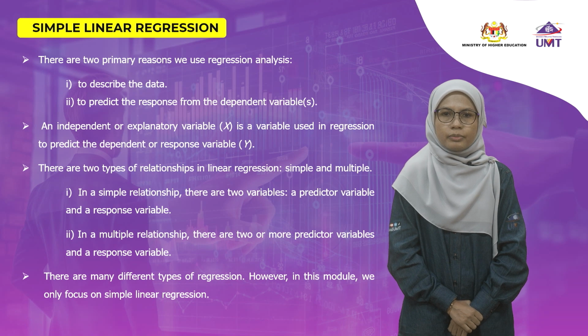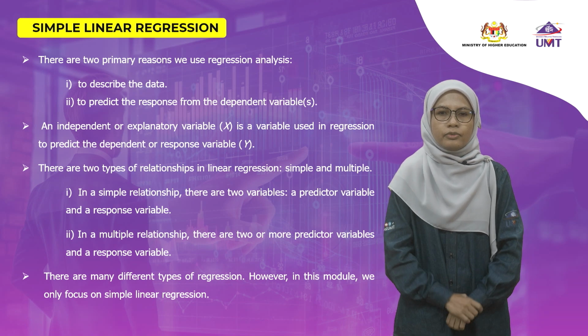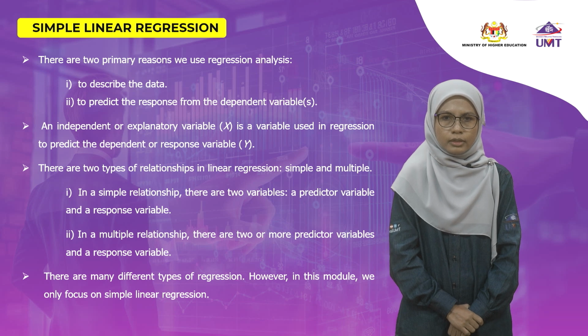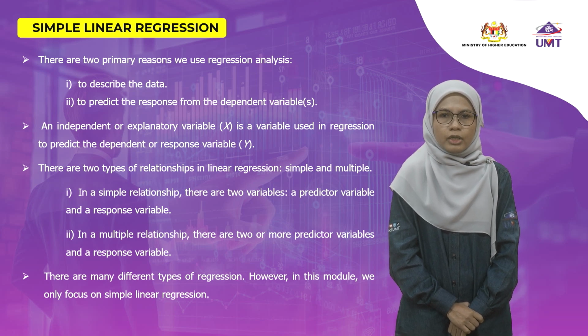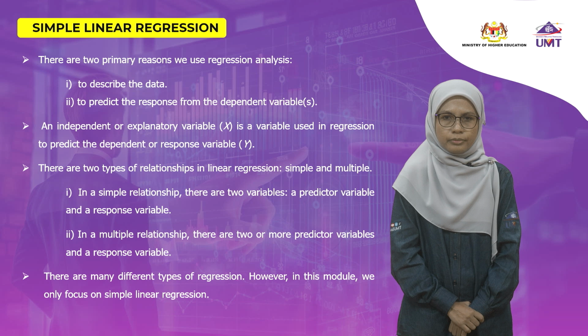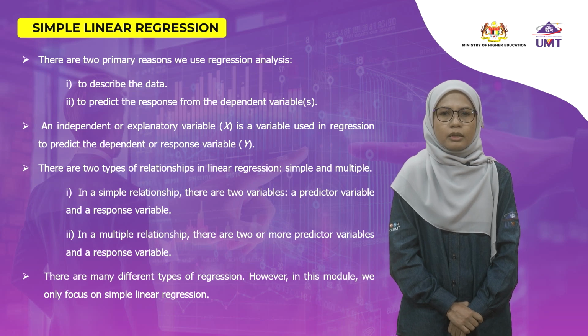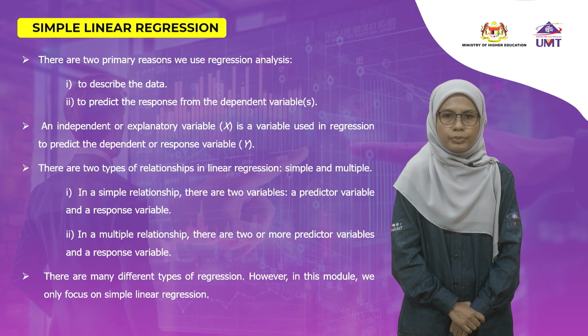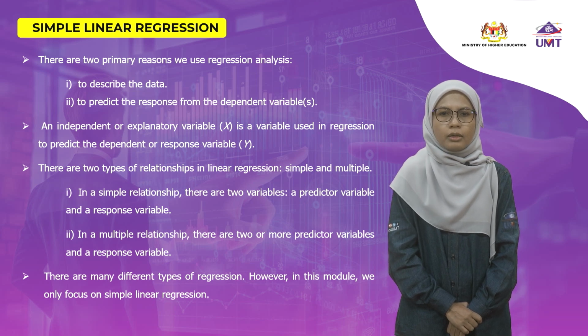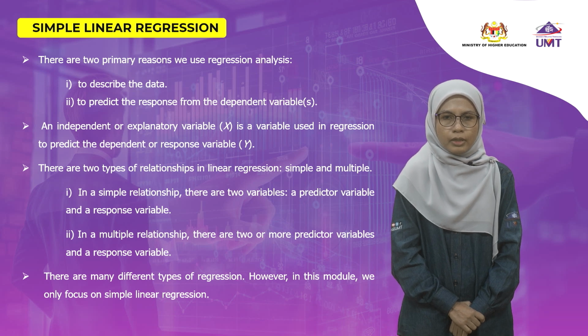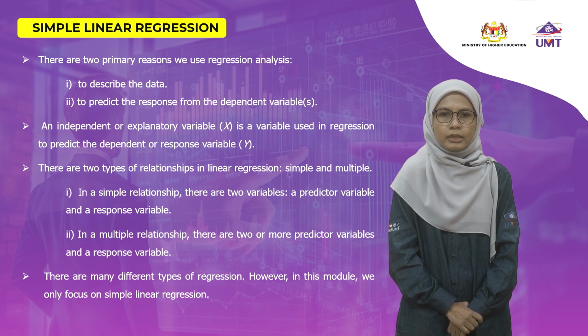Regression analysis is mainly used for two purposes. First, to describe how variables are related, and second, to predict the value of one variable based on another. We use an independent variable, x, to predict a dependent variable, y. There are two types of regression. Simple linear regression, which uses one predictor and one response. Multiple regression, which involves more than one predictor. In this module, we are focusing only on simple linear regression.